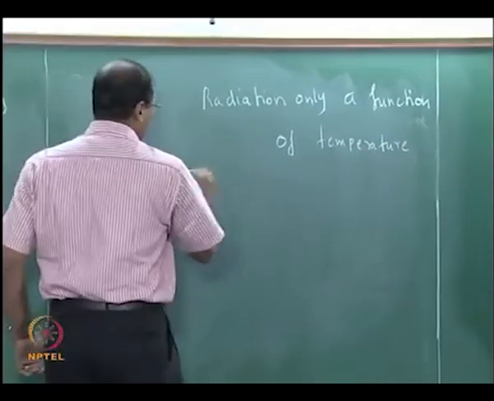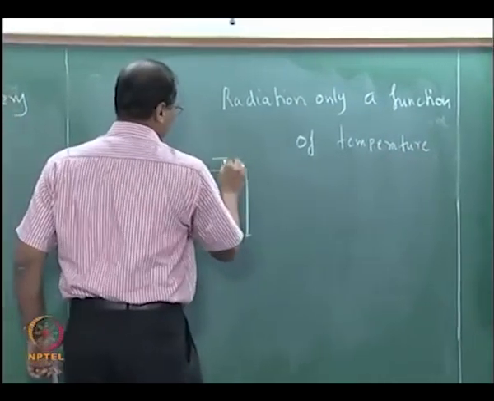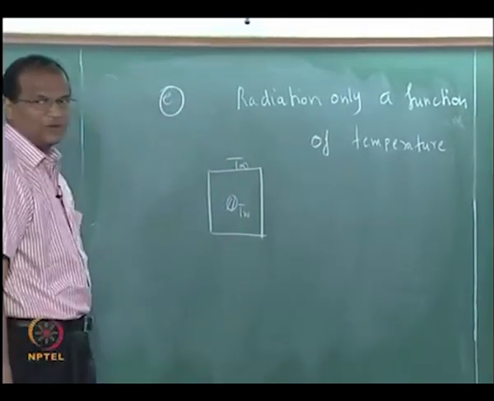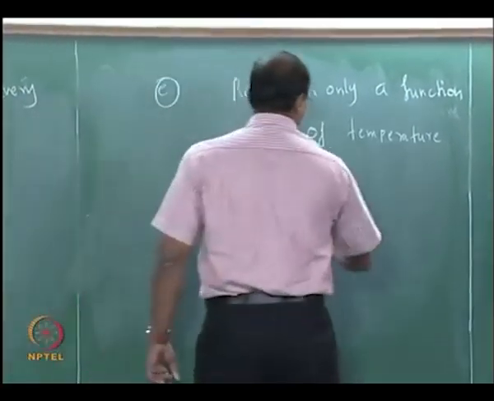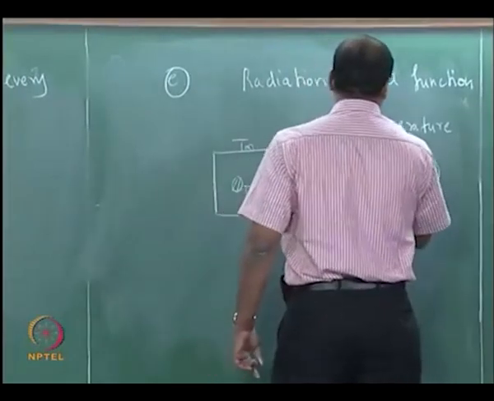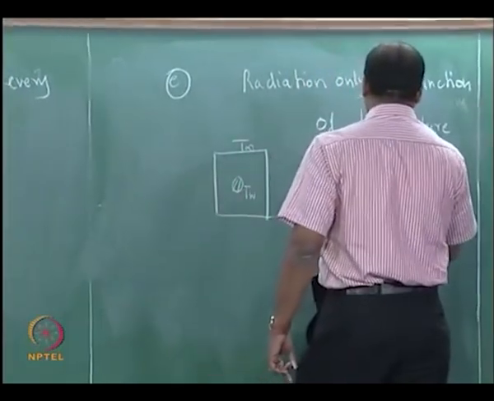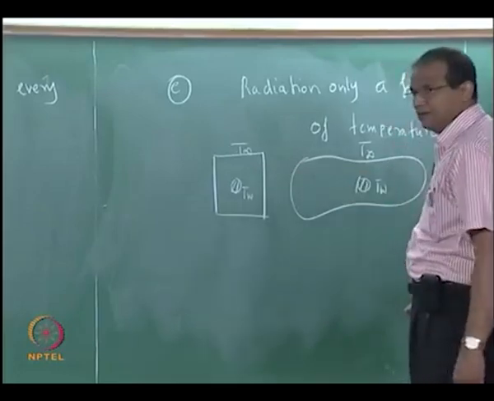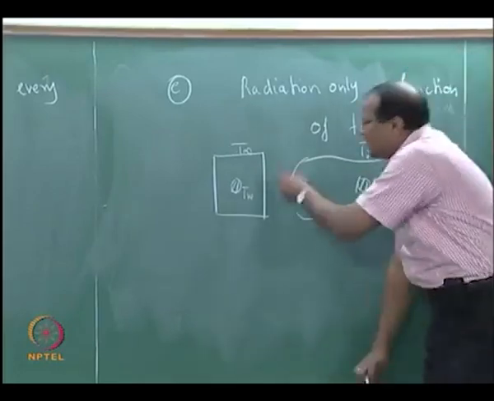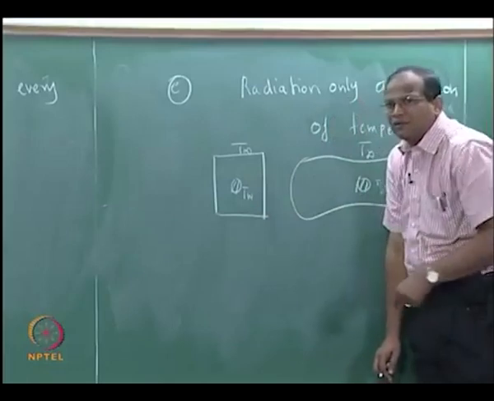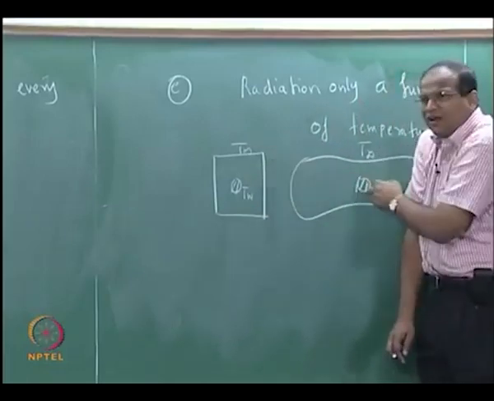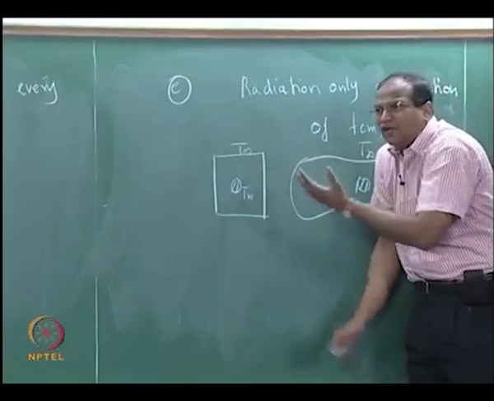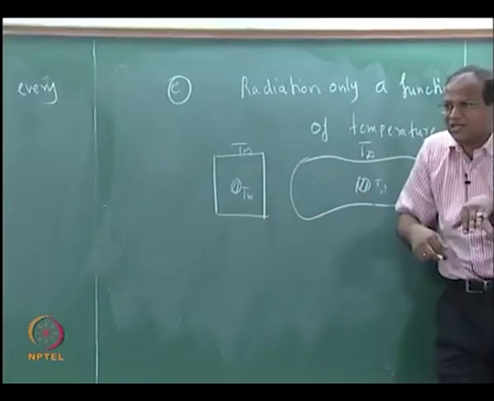Suppose you have an enclosure like this at T infinity, and you have a black body at TW, and you start the experiment. Same thing: vacuum, no conduction, no convection. What will be the eventual equilibrium temperature reached here? T infinity. So the characteristics or the shape of the enclosure do not affect the eventual equilibrium temperature.